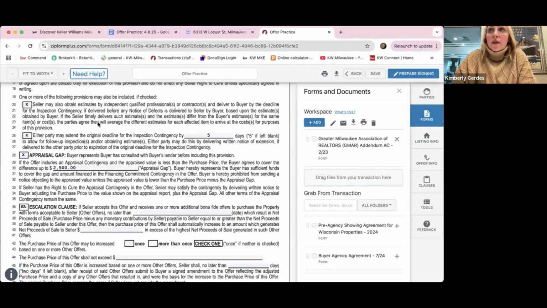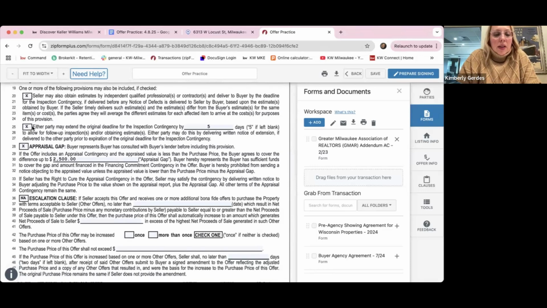Now, what happens if we have a roof situation and we have a roofer come out and our roofer says it's going to cost $15,000 to repair something, and the seller also had a roofer come out and that roofer says it's only going to cost 10 grand? Well, now we've got two different estimates. So what do we do? This actually indicates here what we should do. The parties agree that we're going to average the estimates.